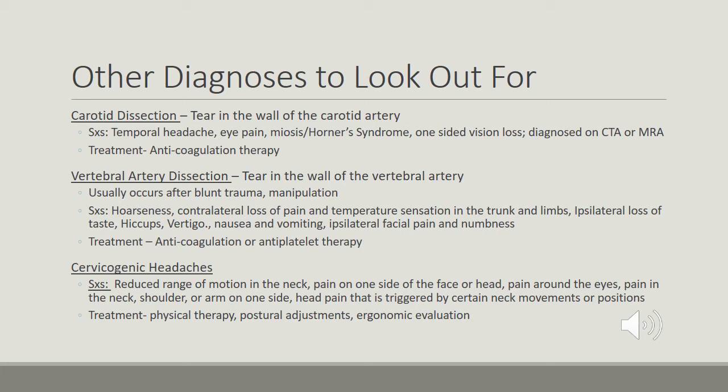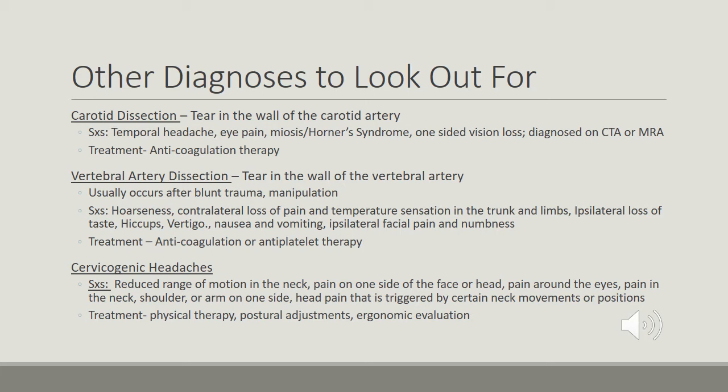Symptoms of this are a temporal headache, so that headache that's behind and around the eyes, eye pain, miosis, which is constriction of the pupils, Horner syndrome, one-sided vision loss, and you can diagnose this on a CTA or MRA. And the treatment for this is anticoagulation therapy, so medication.